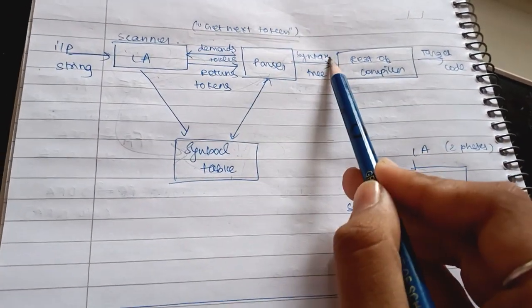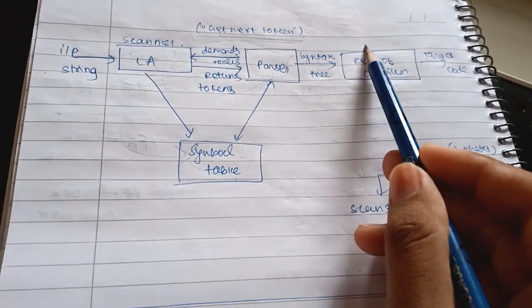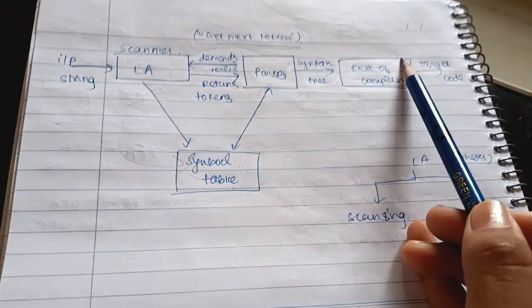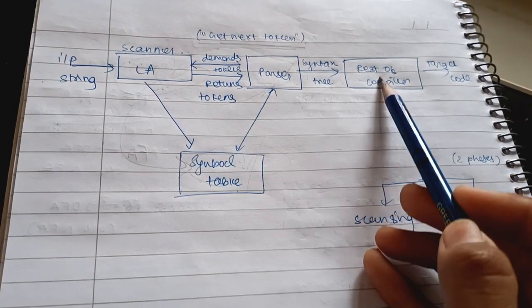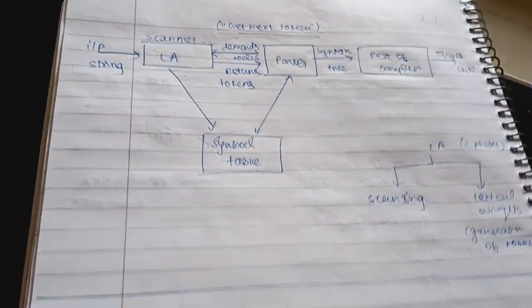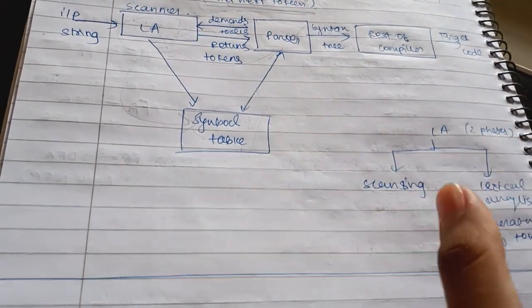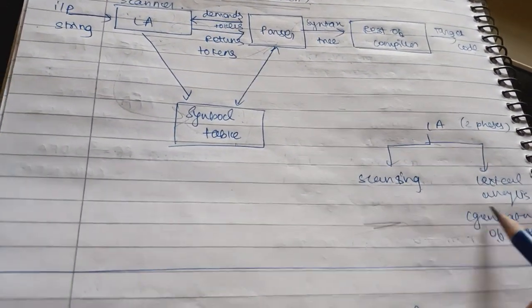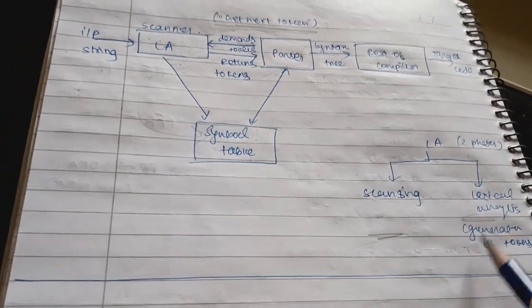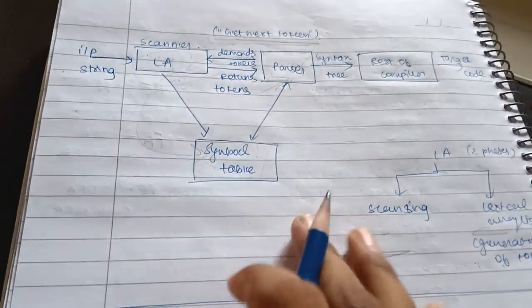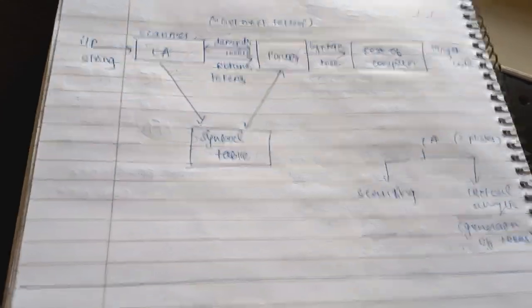Right, then it converts the syntax tree, and it is used by the parser to check the syntax and the rest of the phases of the compiler to convert it into the target code. Mainly, the lexical analyzer performs in two phases. The first one is scanning and the second one is lexical analysis, that is, generation of tokens. So this was all about the lexical analyzer and its role.